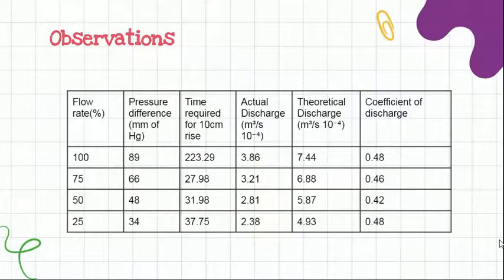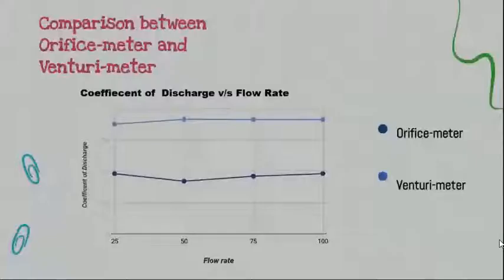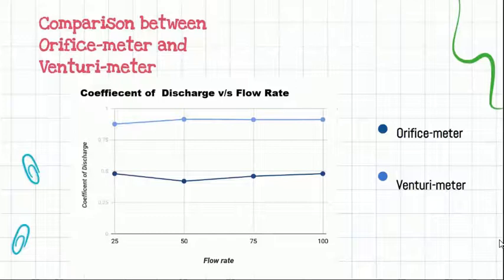Then we calculate the theoretical discharge, which is A1 A2 into root 2gh upon root of A1 square minus A2 square, where A1 and A2 are inlet and throat areas of the pipe. Then we calculate the coefficient of discharge, which is equal to Q actual upon Q theoretical. Then after calculating for each flow rate, we calculate the mean coefficient of discharge. So our practical work is done, our theoretical calculations are done. So what's left is the resultant conclusion.